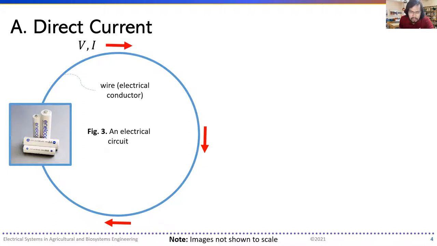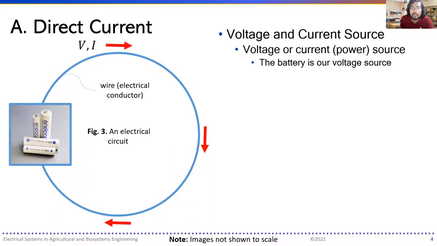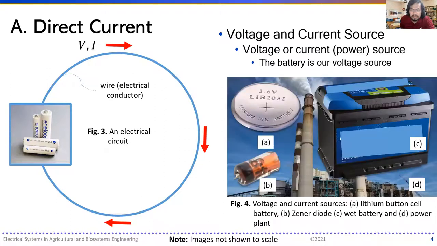Now, what are voltage and current sources? In the electrical circuit diagram, we have here a dry cell as our voltage source. There are more out there, and here are some examples of voltage and current sources. We have a lithium cell battery. We have a Zener diode, a silicon semiconductor device that permits bidirectional flow of current. And we have here a wet cell.